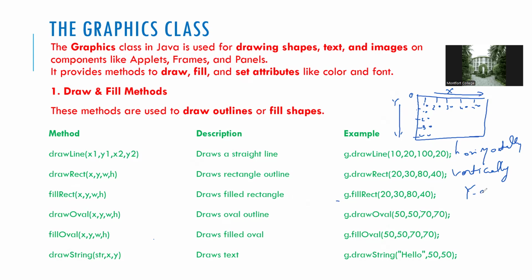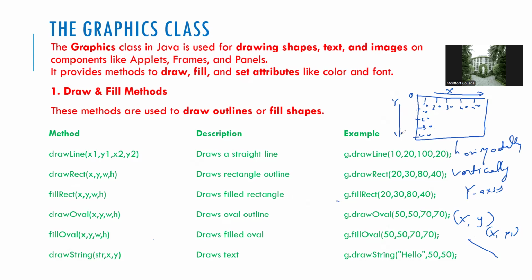Vertically is the y-axis. If you want to draw any line, first we need the x value and the y value. Two values we want, which means x comma y. X comma y is going to give one point, and that is going to be the starting point of the line. And x1, y1 is going to give another point. So from one point to another point, the line will be drawn. This is about line.